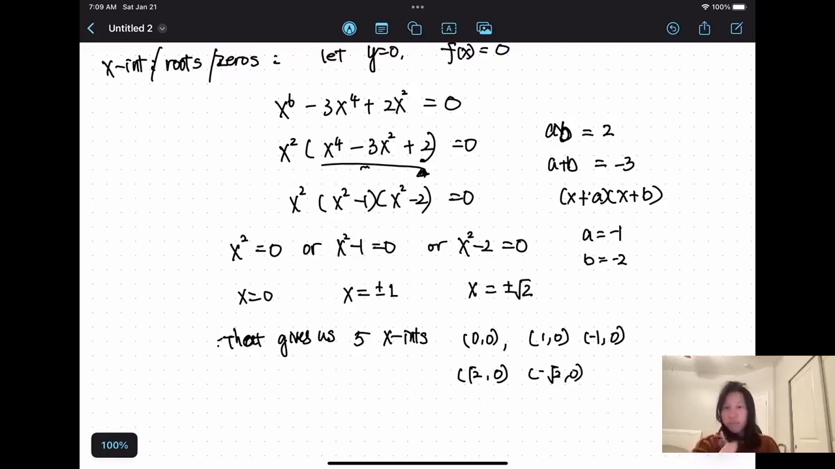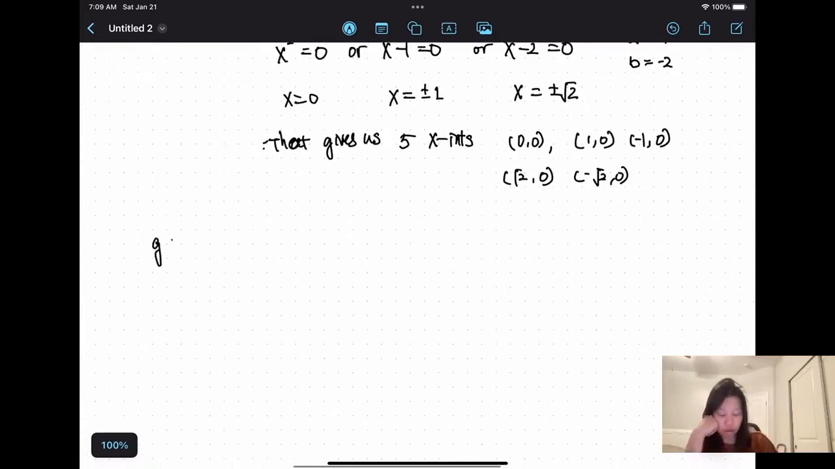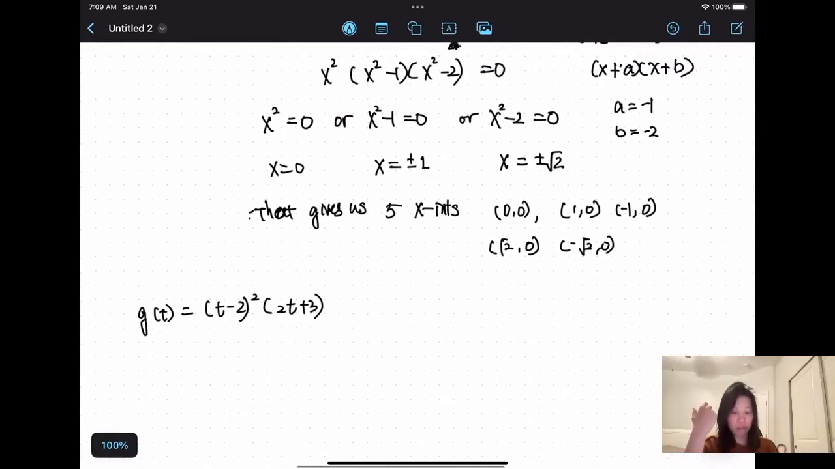Okay, let's do a similar example. Another example of finding the vertical and horizontal intercept. g of t equals (t minus 2) squared times (2t plus 3). Well, this is nice. They already give you the factored form, so that means we don't need to factor it.